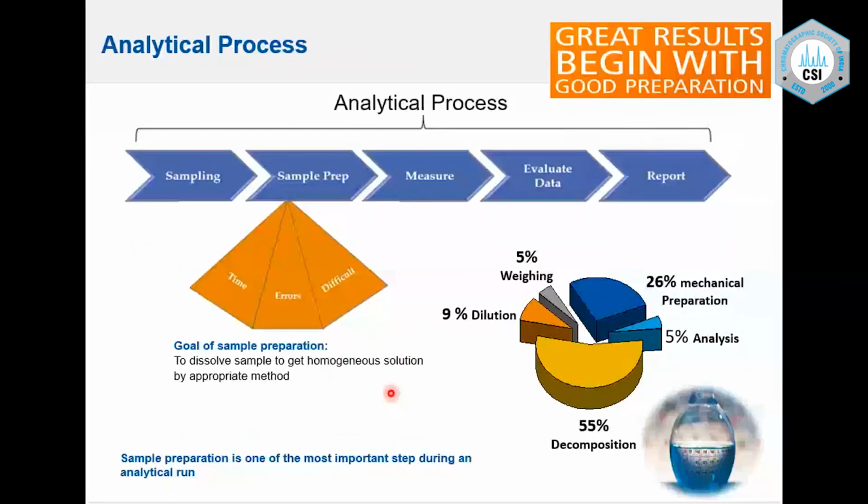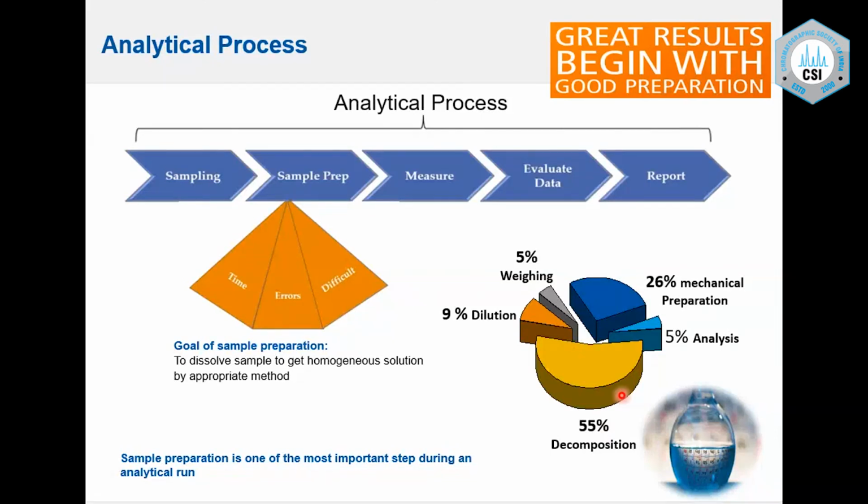Now, last but not least, which is very important, sample preparation. In the analytical process, there are different steps involved. Sampling, where you need to collect a uniform sample. Then if you have a solid sample or some liquid samples, you have to perform digestion. And if you calculate all the steps, digestion actually takes more time. Almost 55% of the time is taken by decomposition. So there are more chances of error when you digest the sample.